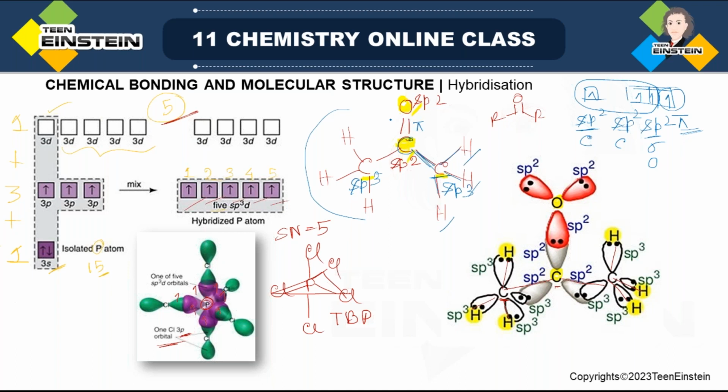So one of these bonds is pi, and the other one is sigma. So 3 sigma bonds for this middle carbon, formed by 3 sp2, and 1 pi bond, from the unhybridized p orbital, which is not part of hybridization.